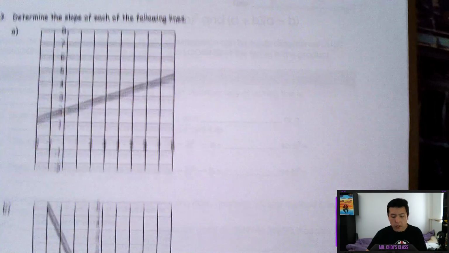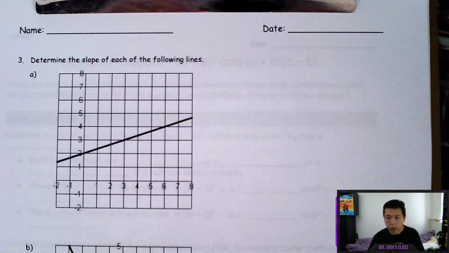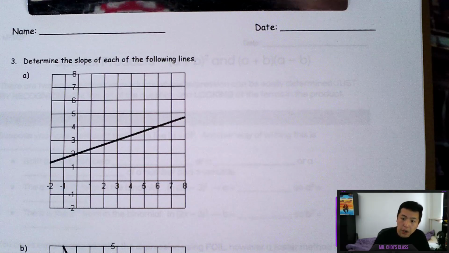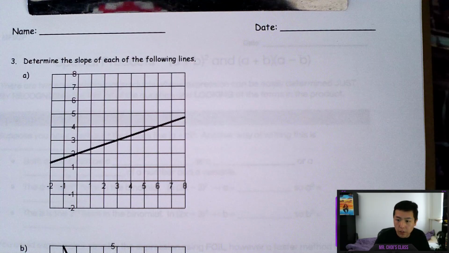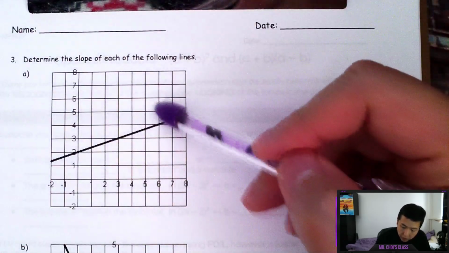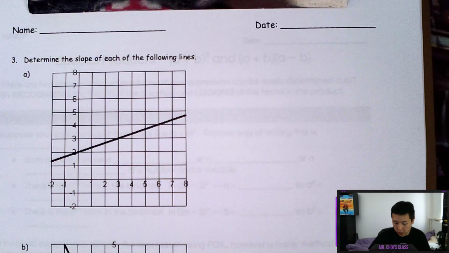All right, let's take these up. So you'll notice I didn't give you any points. You have to pick any 2 points that you would like on this line. Make sure the points that you're picking are points where the grid lines cross.